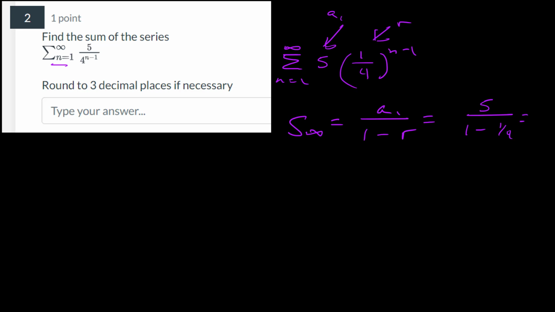And I typed this in the calculator before. We have to round it to 3 decimal places. It comes out to 6.666 repeating. So 6.667 is what we would type in here. So again, this is a geometric series. That's the only one that you can really find the sum of easily, and that's our answer for that one. You have to use the formula for the sum of an infinite geometric series.